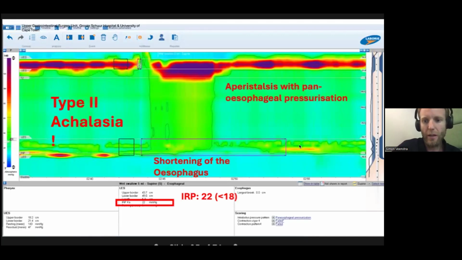So fortunately, she didn't go for a Nissen, but ultimately underwent a laparoscopic Heller's myotomy with an anterior partial fundoplication, which would have been the best thing for her.